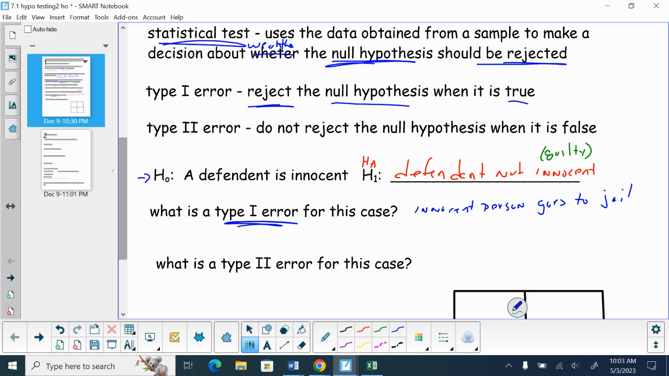What would be the type 2 error in this situation? What would be the type 2 error, Nick? The person's guilty, but they get to go free. That's right. A guilty person is set free.